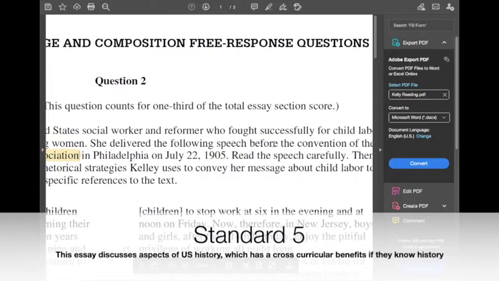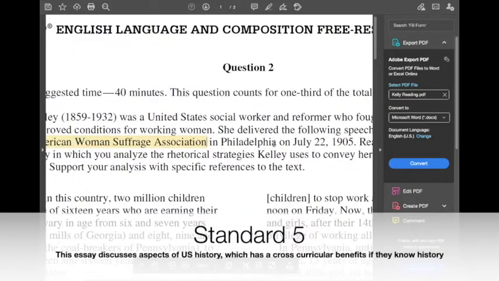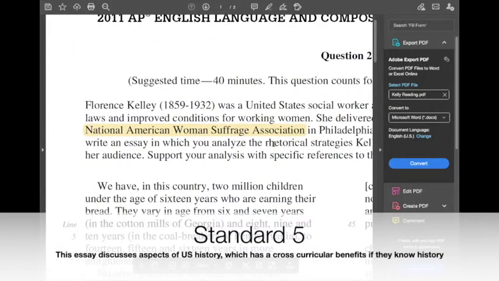So having her be someone who's speaking in this organization that is trying to get women the right to vote, that will tie into the actual essay at some point. But again, it's not 100% necessary for you to know that to do well on this essay. But being aware of American history helps.